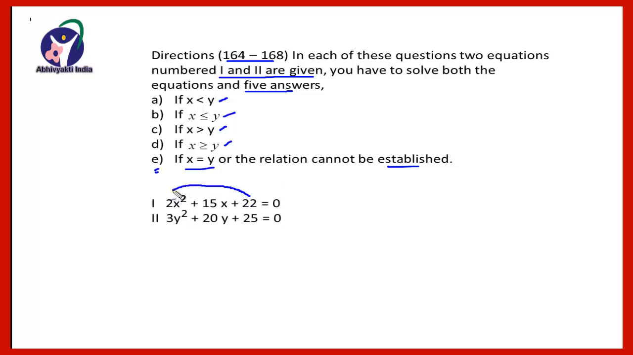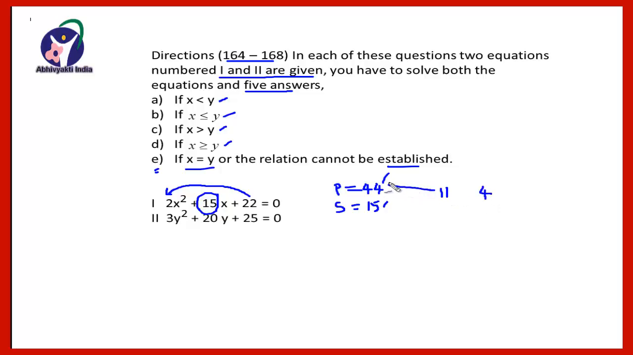What we do, we multiply this 22 into 2. So the product we want is 44. Friends, don't write all these things. Keep it in your mind. Practice in this way only. And the sum should be the coefficient of x, that is plus 15. So we have to search for the two numbers whose product is 44 and the sum is 15. So you will see that the two numbers are 11 and 4.